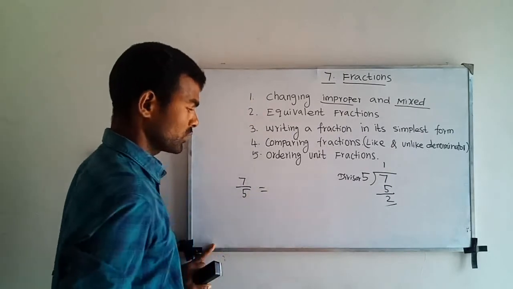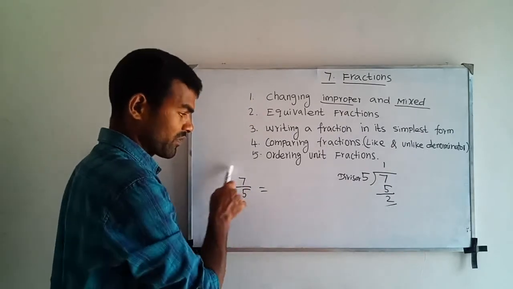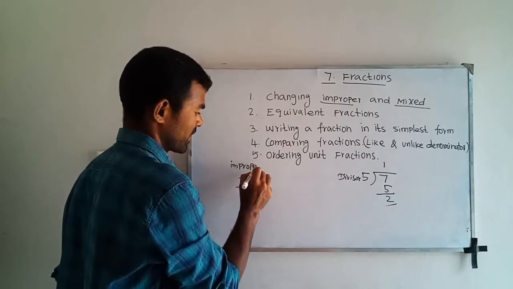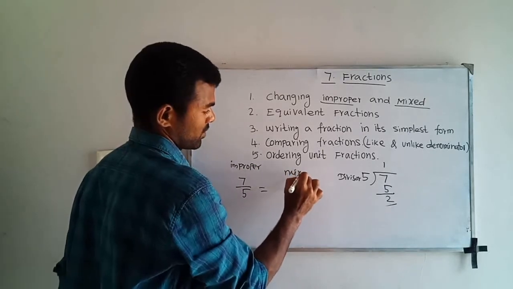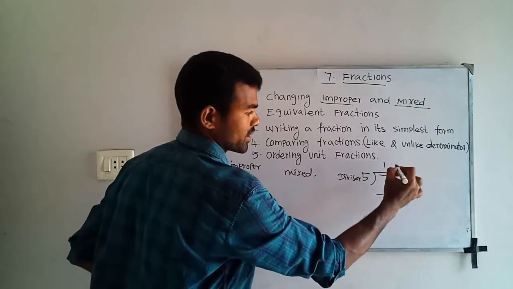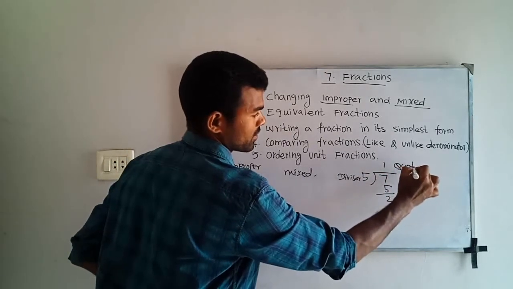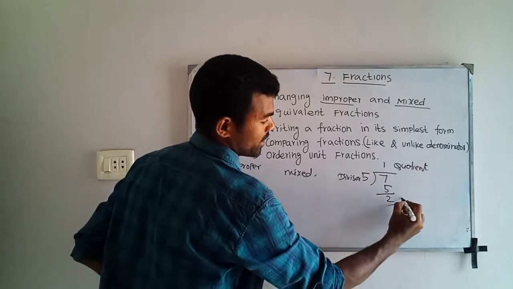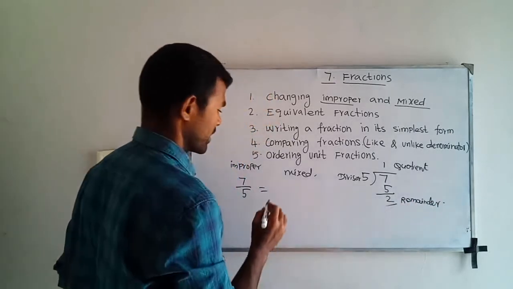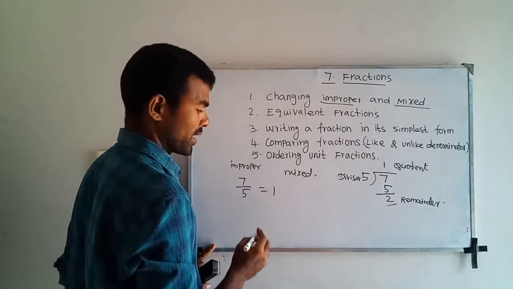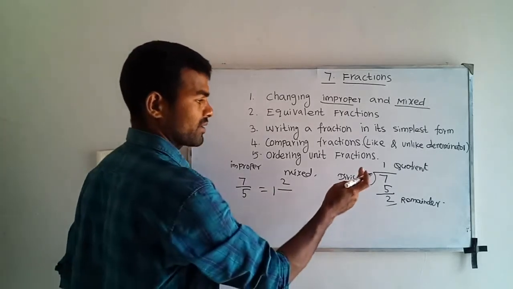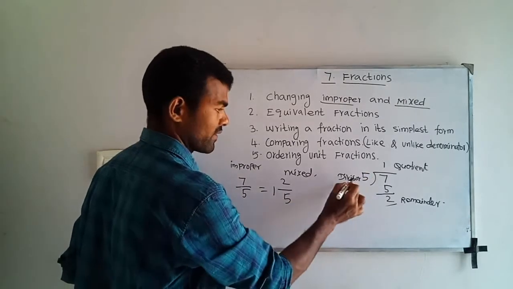After this what do you have to do? This is the improper fraction. Write the improper fraction into a mixed fraction. How will you write the mixed number? What is the quotient? This is the quotient. Then the remainder is how much? 2. So write the quotient 1, and write the remainder in the numerator and the divisor in the denominator, 5. The divisor is 5, right?